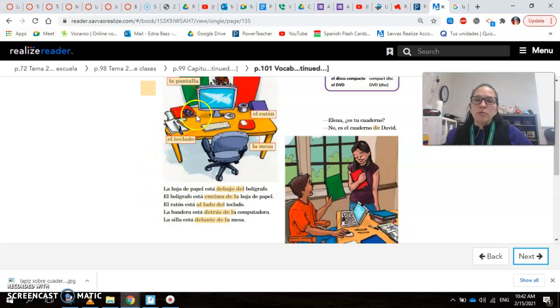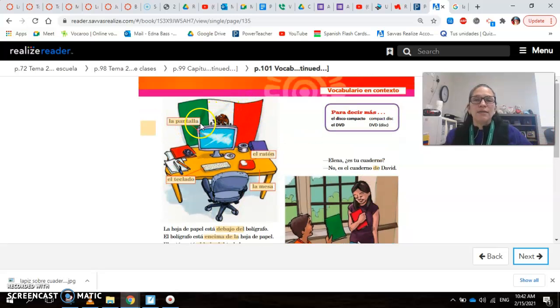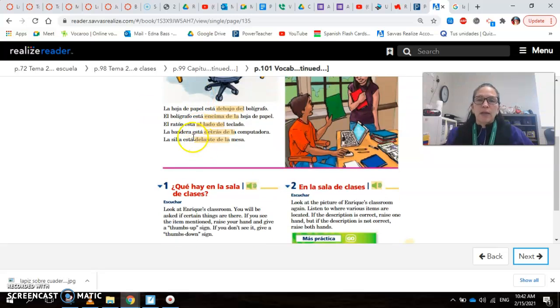El ratón, ¿dónde está el ratón? Aquí. El ratón está al lado del teclado. El teclado, el ratón. La bandera está detrás de la computadora. Aquí está la bandera, detrás de la computadora. Y la silla está delante de la mesa.